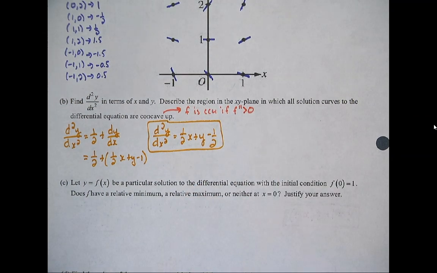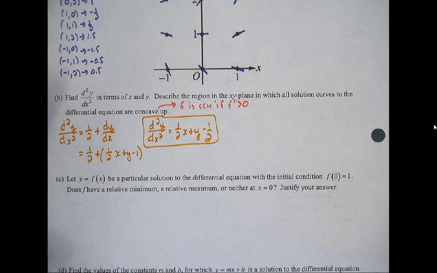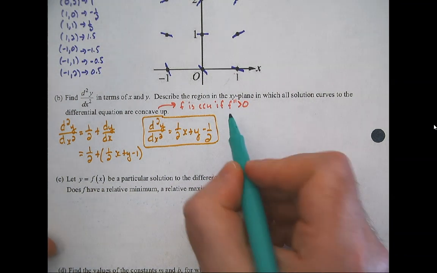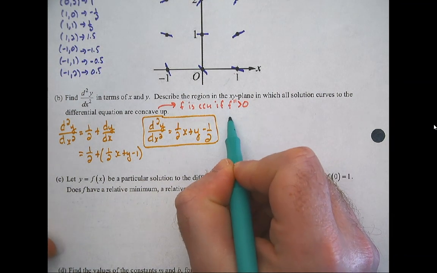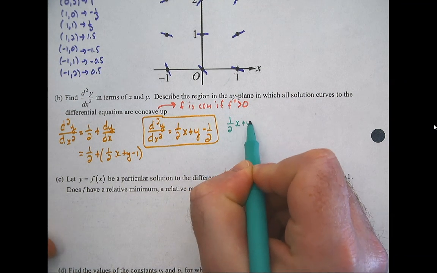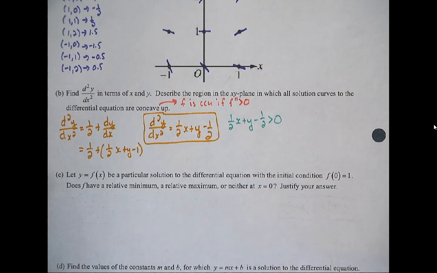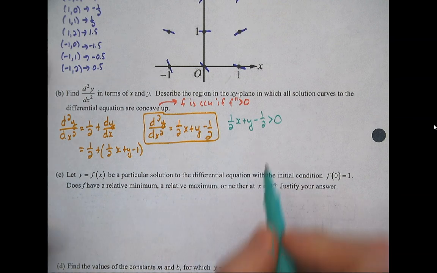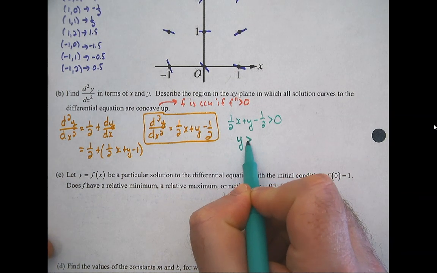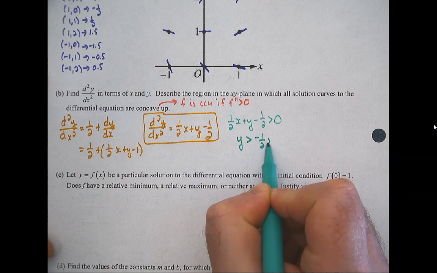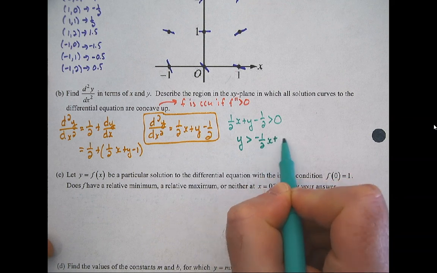So we need to now figure out where f double prime is greater than 0. Well, look what we just figured out. We just figured out what f double prime was. So let's take f double prime and figure out when it's greater than 0. So 1/2 x plus y minus 1/2 is greater than 0. Generally, how do we want to define things? Usually we like to have y by itself, so simply move stuff around. Negative 1/2 x, plus 1/2.